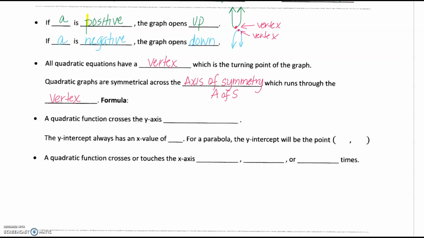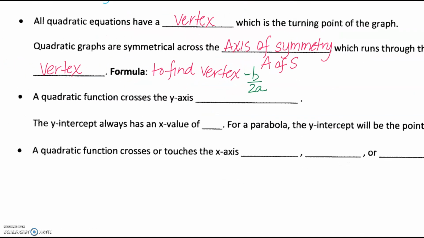The formula to find the vertex is negative b over 2a. And we're familiar with b and a from standard form. Remember, a comes from your x squared and b comes from your x term. So that's what we're going to be doing, just plugging in those numbers.